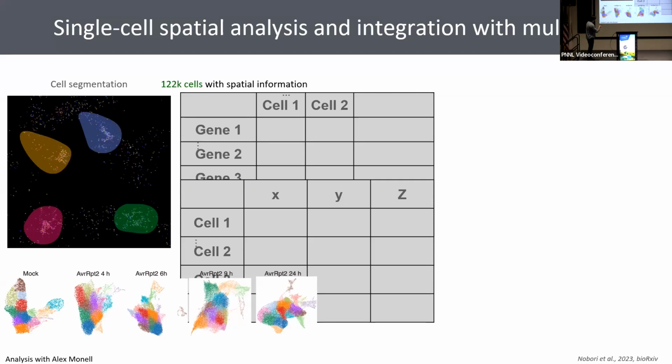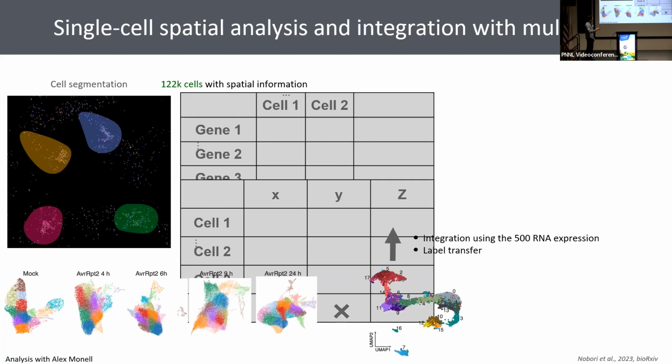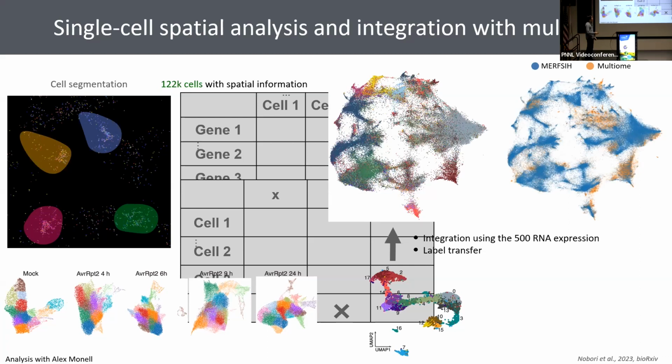Okay. So this allowed us to do any basic single cell RNA-seq analysis like dimension reduction, clustering. And what we did was we integrated all those MERFISH data with single cell multiome data that I showed earlier, using those shared 500 genes, to get a unified map of all the cells profiled in these two assays, multiome and MERFISH. And as you can see in these two color UMAP, these two assays mix quite well.